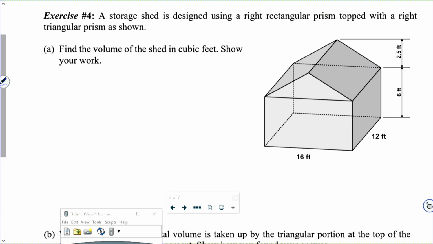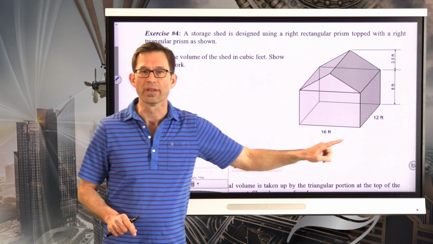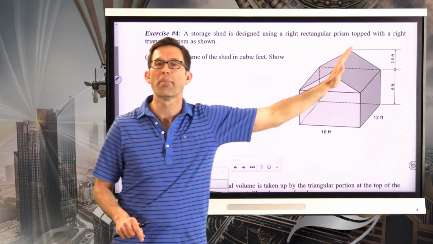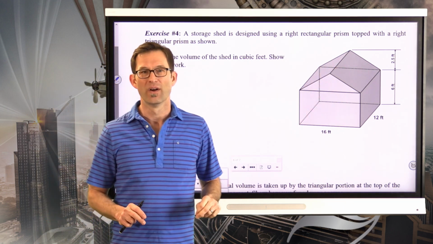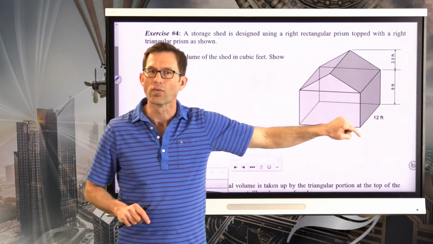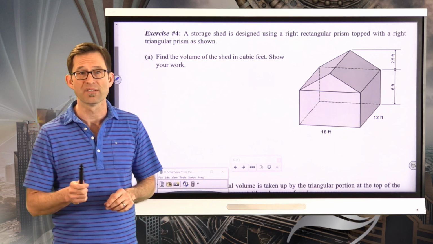A storage shed is designed using a right rectangular prism topped with a right triangular prism as shown. Find the volume of the shed in cubic feet, show your work. Okay, great. So the idea is that the bases are actually this pentagon, right? And then an identical pentagon that's parallel to it on the back side of this storage shed. The height of this thing is actually the 12 feet. It's not really a height, right? It's really the perpendicular distance between the two bases.